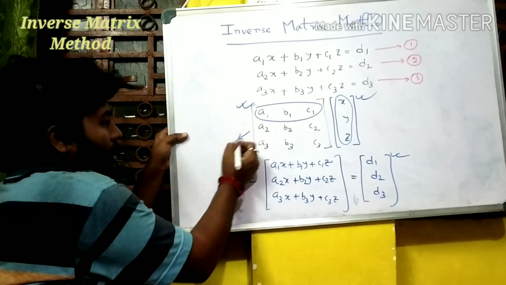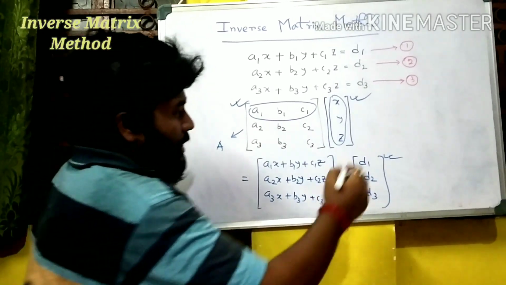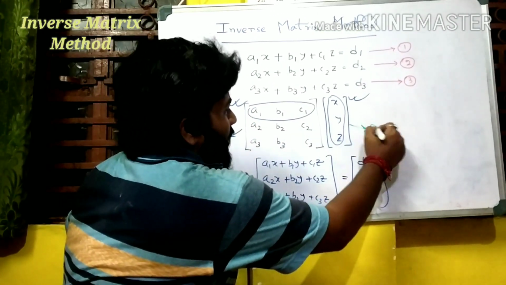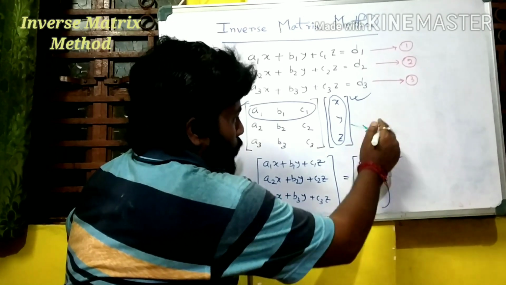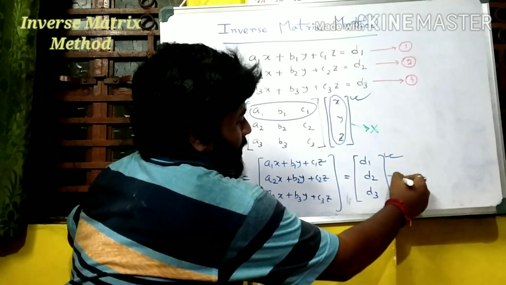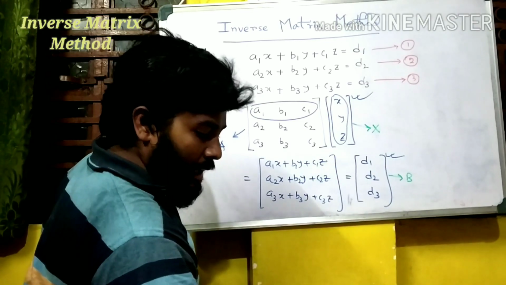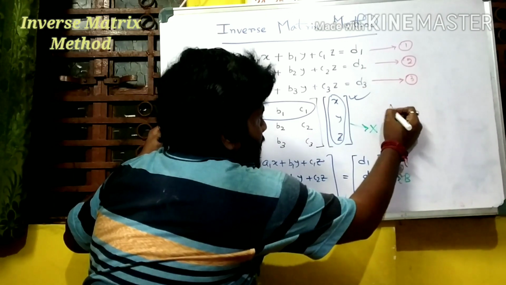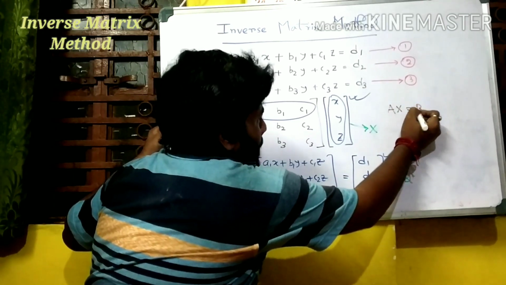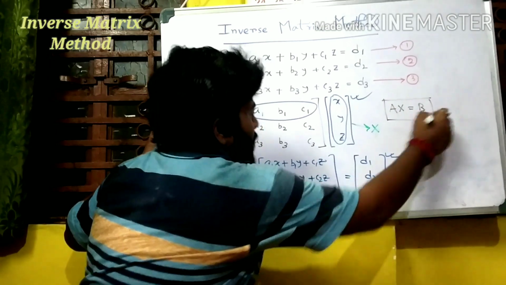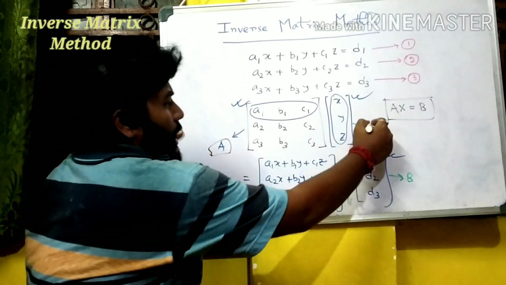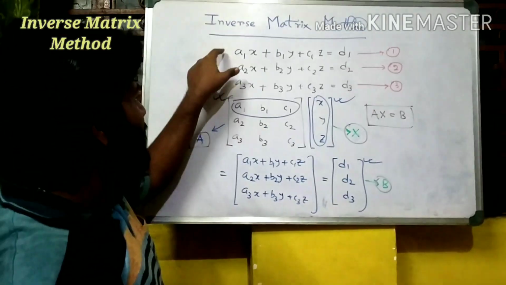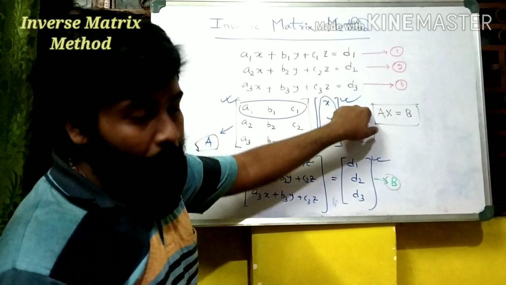If we write this matrix as A, this matrix as X, and this matrix as B, then we can write this system as AX is equal to B. A into X is equal to B. Okay, we can easily write this system as a matrix system.